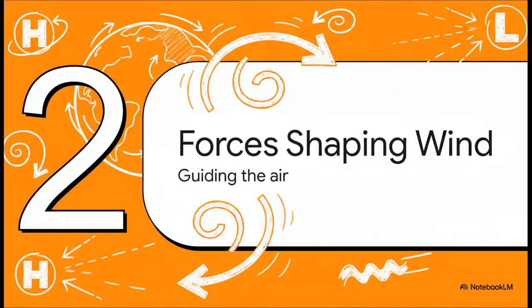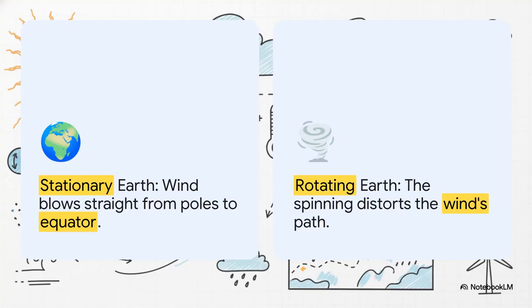Okay, moving on to section 2, forces shaping the wind. So the wind doesn't just shoot in a straight, simple line from high to low pressure. I mean, if our Earth was completely stationary, it would. Because the equator is hot and the poles are cold, we'd essentially just have two massive predictable convective currents. Warm air would rise at the equator, travel to the poles, sink, and blow straight back along the ground. But, as we know, our Earth is not sitting still. It's spinning, and that spin distorts absolutely everything.